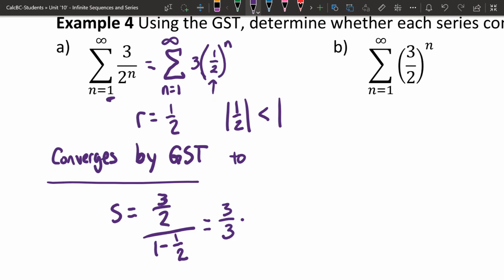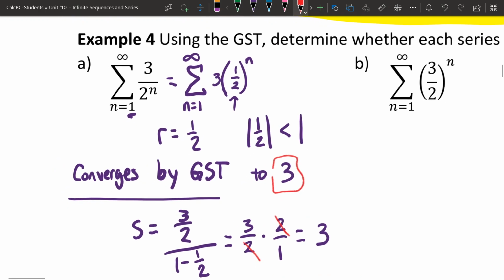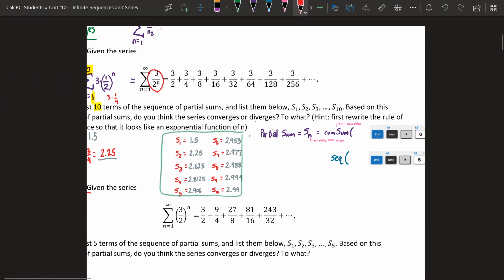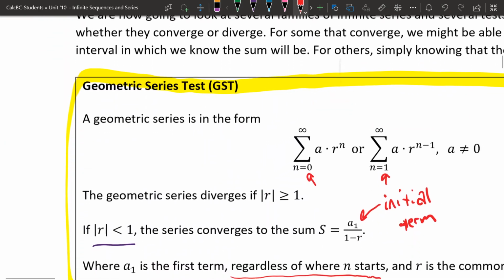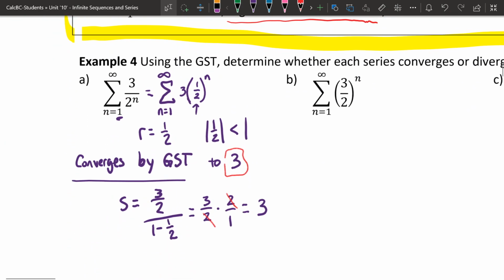All right, so what do we got? 3/2, keep, change, flip. Oops, that's not a half. 2 over 1. So that gives me 3 over 1, which is just 3. And that lines up with what we found previously, right? Let's double check that. Yeah, this same series, we found through partial sums that it looked like it converges to 3. So here's a test that shows for certain that is the case.